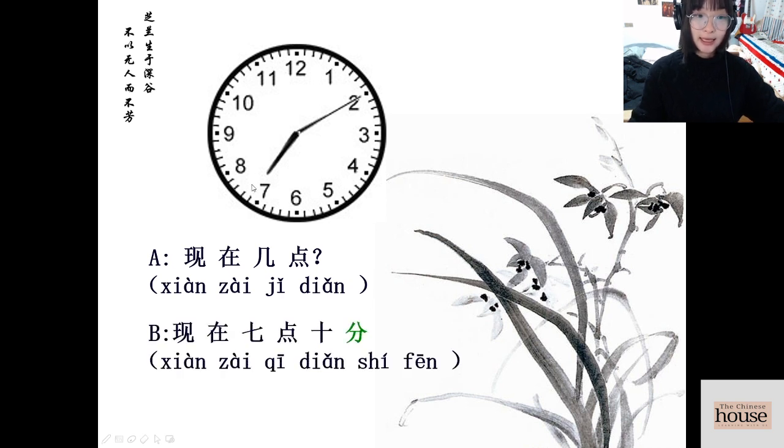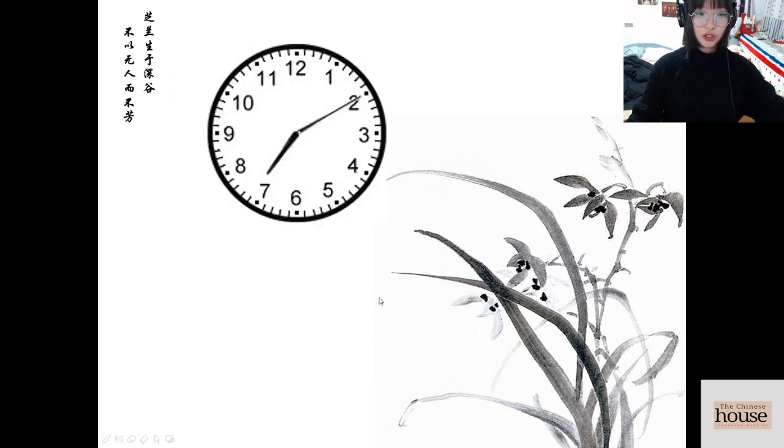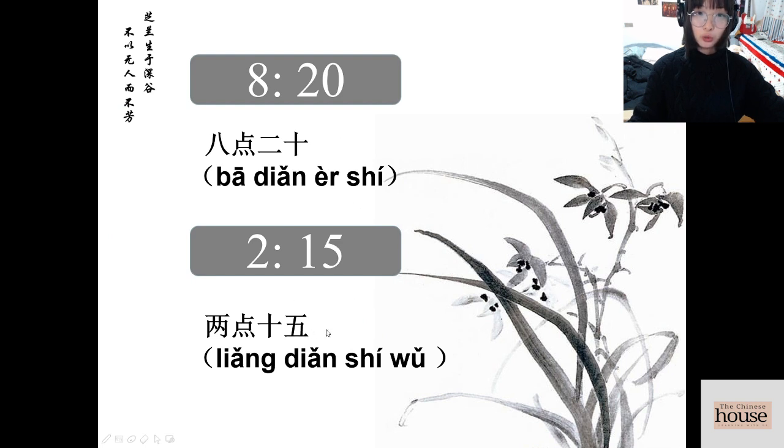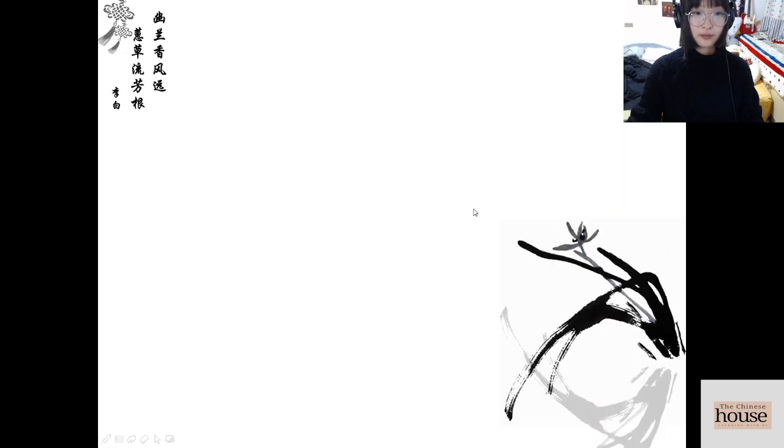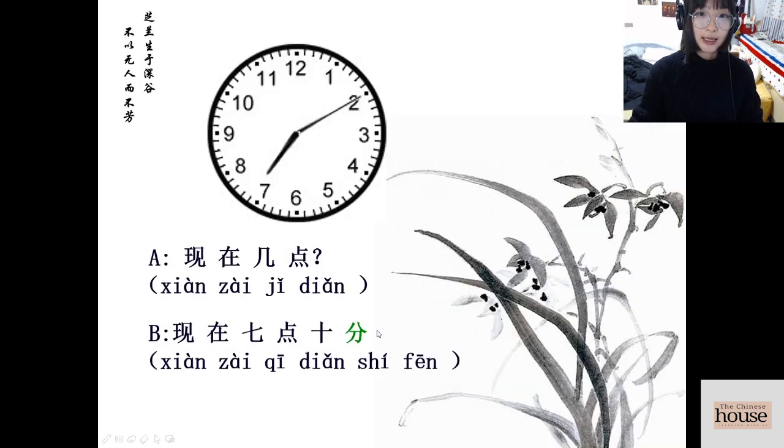现在7点10分. Why is there a 分? Because on the last occasion, we didn't say 15分. Because most of the time in daily conversation, the 分 will be omitted. But there is an exception, which is when the number of the minutes is 10. Only when it is 10, we should add 分 here. So it's 7点10分.